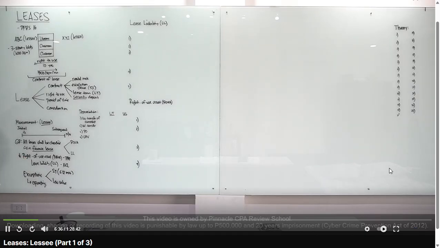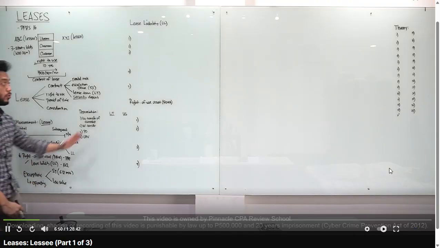Now, ang technique for the point of view of the lessee, dapat malaman natin how do we measure the right of use asset and lease liability. Pag nalaman natin yan, madali na yung accounting from the point of view of the lessee. Start muna tayo with the lease liability. So, focus tayo dito, class.